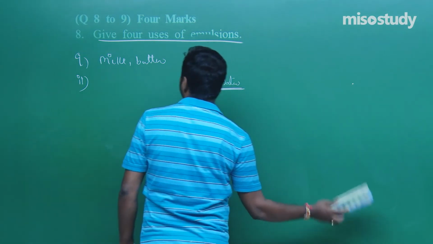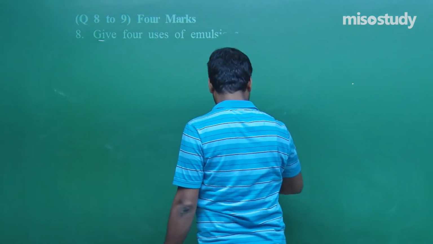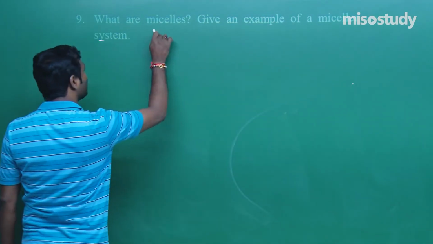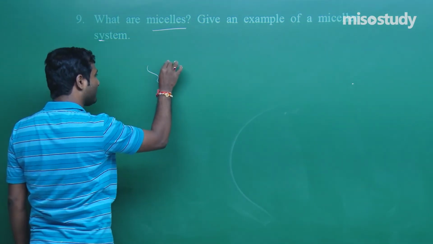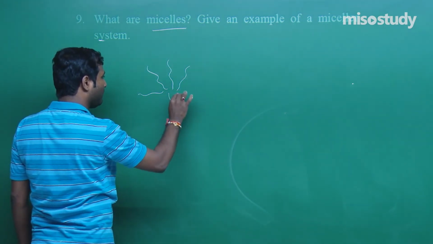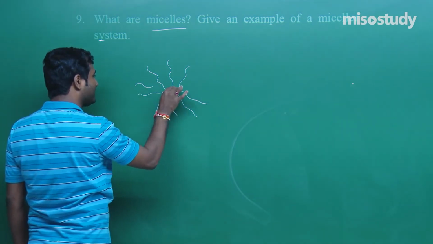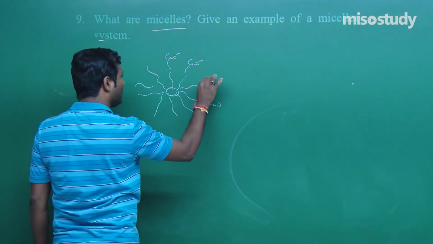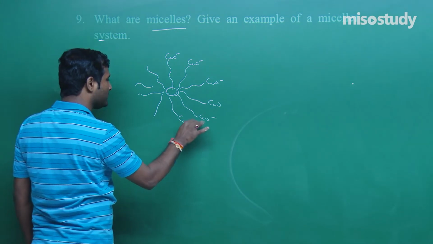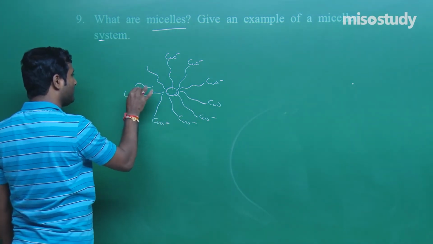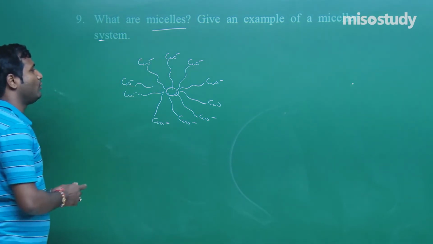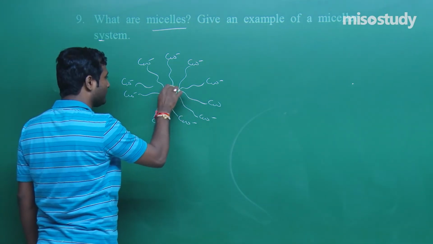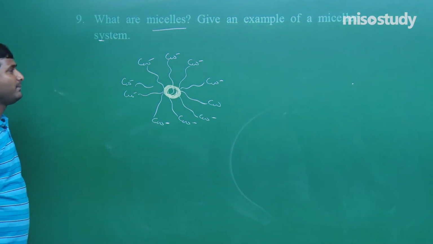Clear to you? Now let's move to the next question. Check it out. Now what are micelles? Micelles are associated colloids, like this, an associated form. Suppose this is a dirt particle and there is COO minus, COO minus, COO minus, and so on around it. That is aggregation, or you can say the association of colloid takes place. Clear to you? This is the micelle formation, my friend.